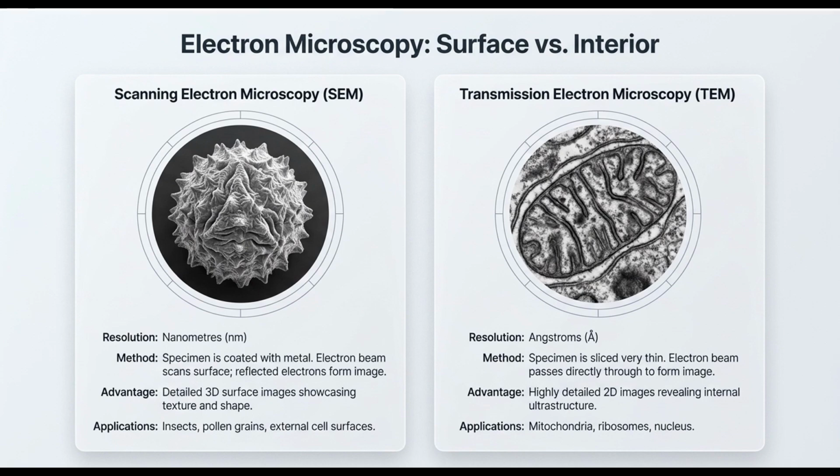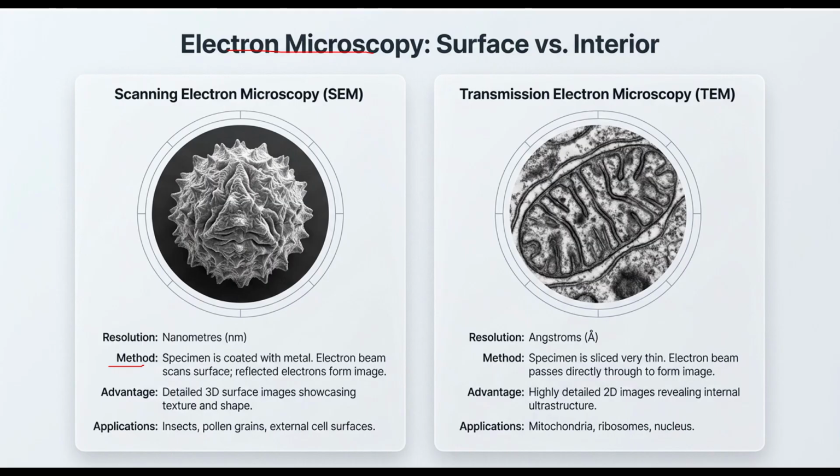Electron microscopy uses beams of electrons rather than visible light, providing much greater resolution. So, the electron microscope. Scanning electron microscopy, or SEM, examines the external surface of specimens. Samples are coated with metal and scanned by electrons. Okay, so here we have the method.